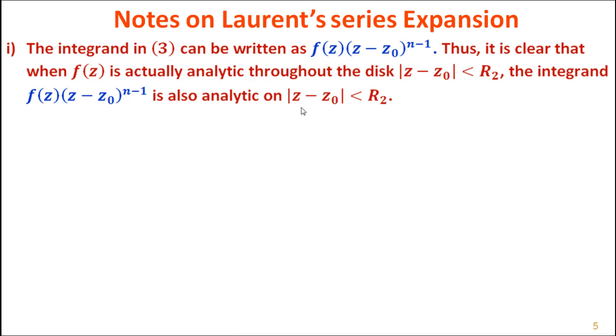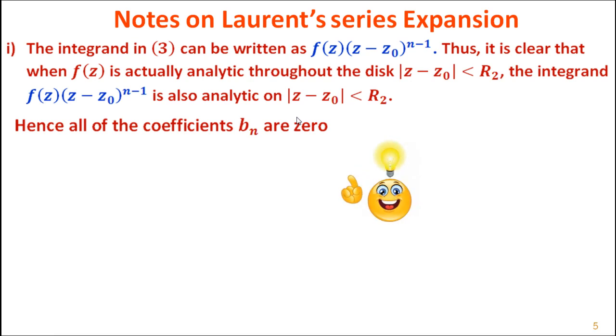Thus, it is clear that when f of z is actually analytic throughout the disk, mod of z minus z naught less than R2, the integrand f of z times z minus z naught whole to the power of n minus 1 is also analytic on the disk, mod of z minus z naught less than R2. Hence, all the coefficients bn are 0.